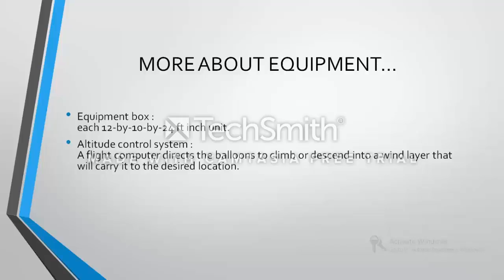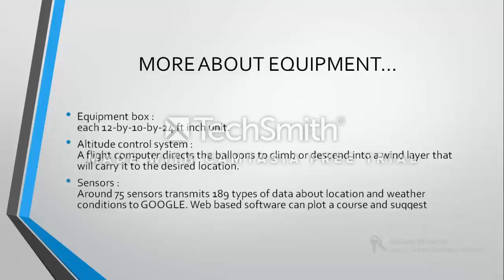And the altitude control system: the altitude of the balloons can be controlled. A flight computer directs the balloons to climb or descend into a wind layer that will carry them to the desired location. Sensors: totally around 75 sensors that transmit 189 types of data about location, weather, and even GPS and the conditions to Google. Web-based software can plot a course and suggest changes.